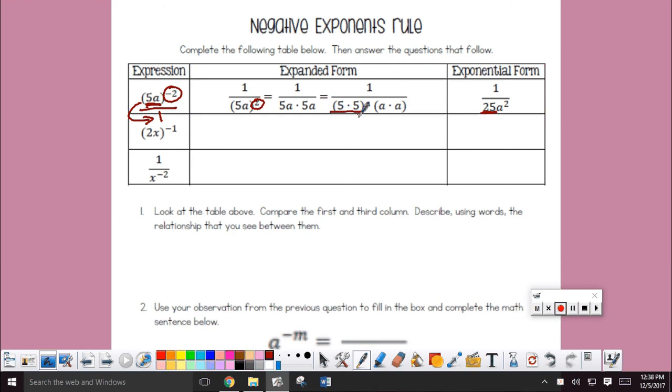Okay. So let's do the second example. Okay, this is hard. It's going to continue being hard. You're just going to have to keep practicing. And once you start practicing, it's going to make more sense. I promise. This is not as easy as the product rule or the power of a power. I know that. Okay, this one's weird. So, we have a negative exponent, yes?